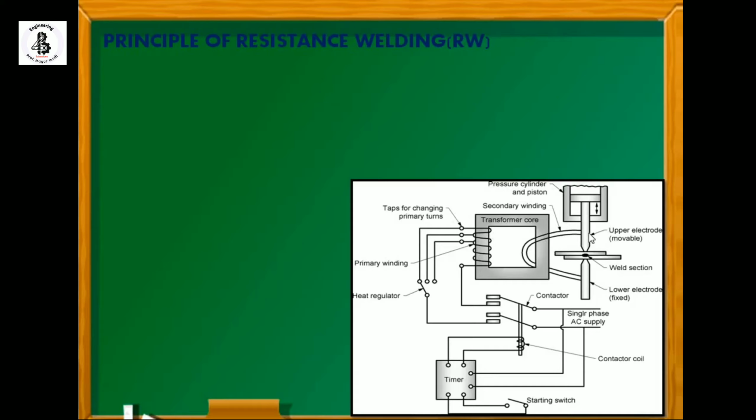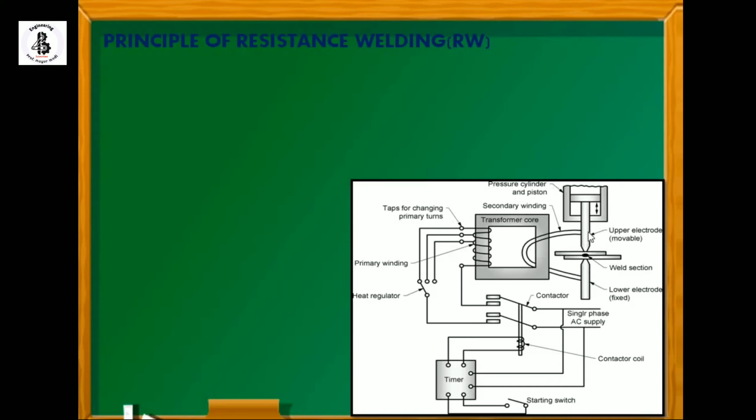At the upper side, a conductive electrode material is being used, which will be a movable electrode. And on the bottom side, you can see a lower electrode, which will be fixed. The upper electrode will be moving, and it is connected with a pressure cylinder and piston mechanism, or sometimes it is available with mechanical movements. So one of the electrodes is fixed and the other is movable.